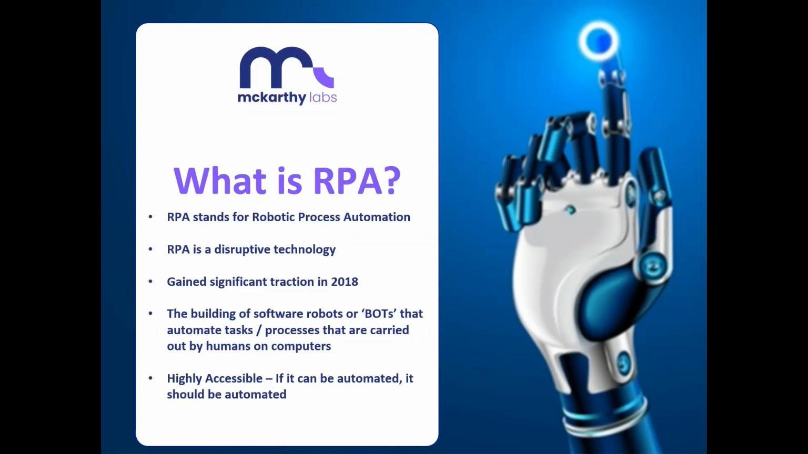In a nutshell, RPA is the building of a software robot, or as we call it, a bot, that carries out some of the tasks that we as humans carry out on computers. So the simplest way I can explain it to you is, if you do something on a computer that uses a keyboard and a mouse, we are able to build a software robot or a bot that can carry that task out just like you do, except obviously it automates it.